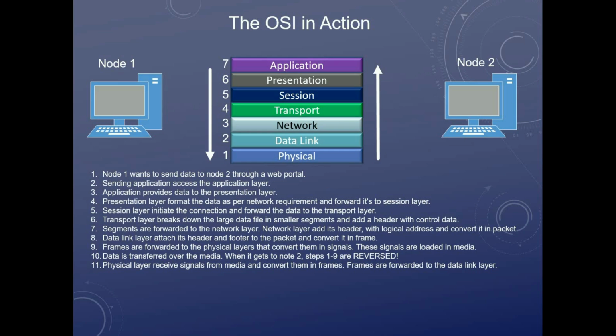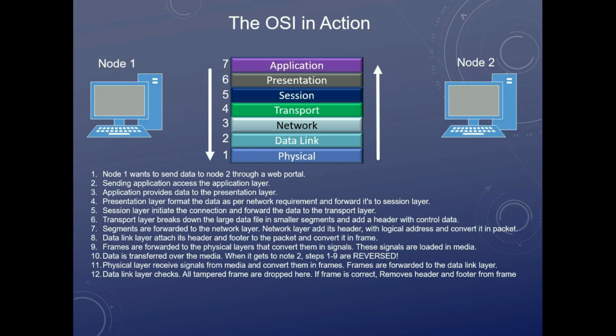The physical layer gets the signals, converts those into frames, and forwards it up to the data link layer. Now, some different things happen here. I didn't go into it because this could be an entire book. But the data link layer is going to do some checks. It's going to make sure that nothing has been tampered with, nothing looks wrong.